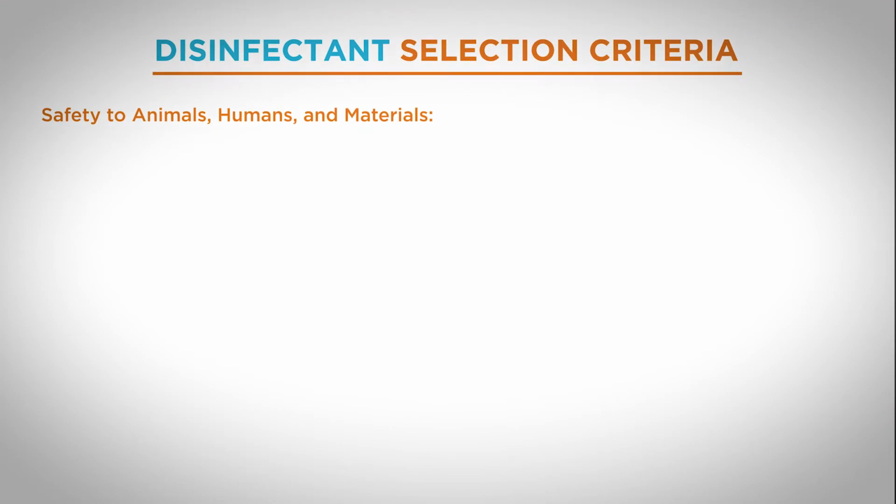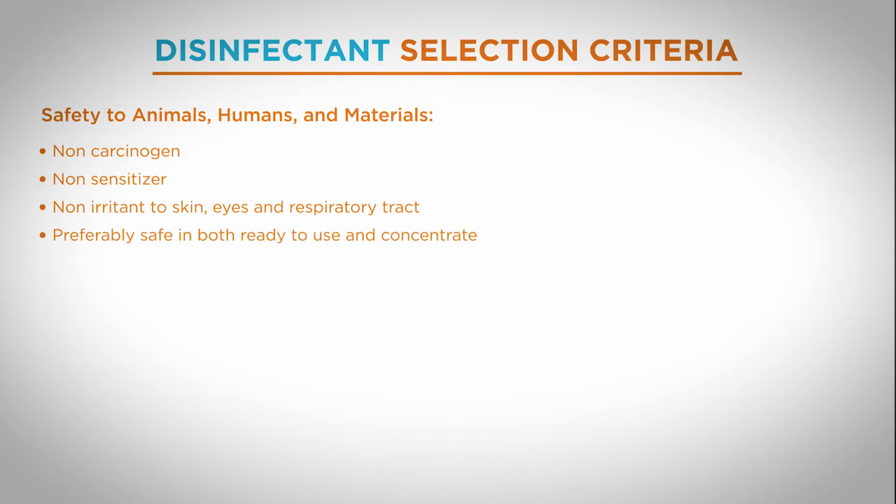Aside from the biocidal activity and broad spectrum, a second consideration for disinfectants is their safety. The safety to humans, safety to animals, and safety to materials. And essentially that means that the disinfectant products that we're using should not contain any carcinogens, they should not contain any sensitizers, they should be non-irritant to skin, to eyes, and to the respiratory tract, and they should be safe in both the ready-to-use form and the concentrate form.